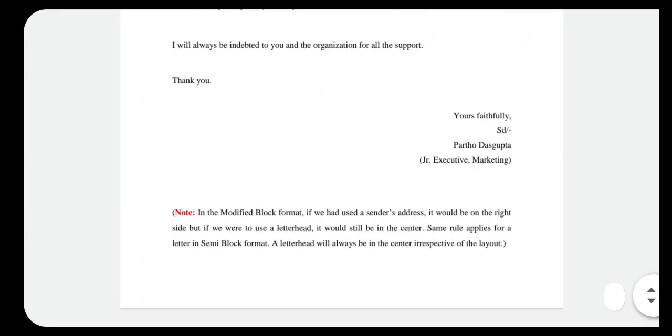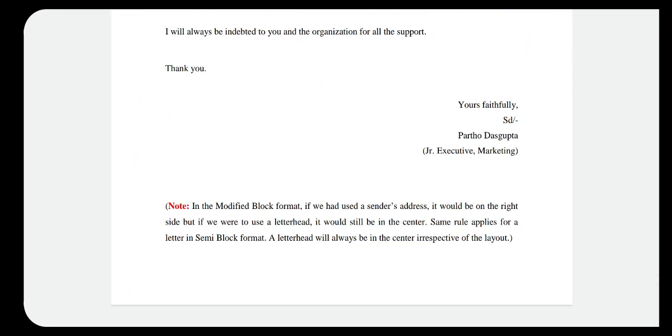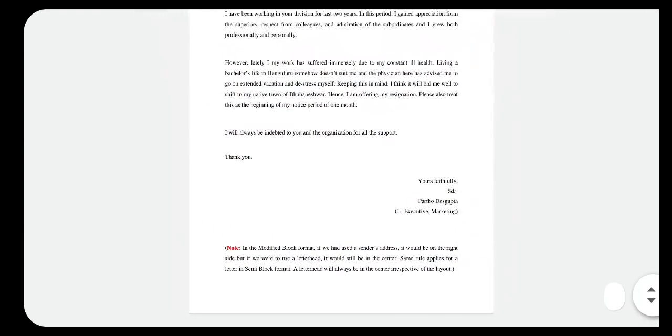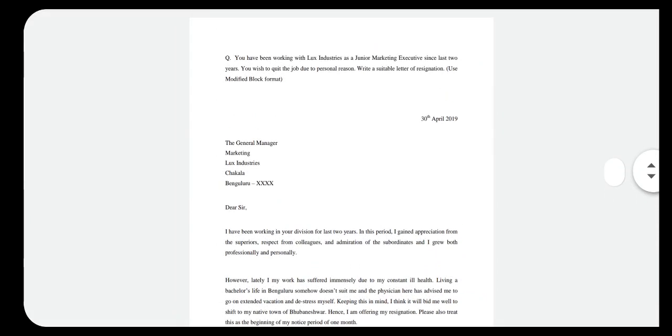Towards the end, we are seeing a small note. It is not related to resignation letter. It is related to the format. The note says, in the modified block format, which we have seen just now, if we had to use a sender's address, it would be on the right side. I explained that to you in the beginning. A sender's address would be on the right before writing the date. However, if we had to use a letterhead instead of the sender's address, remember the letterhead would have appeared in the center. Before the date, remember the letterhead would have appeared in the center of the page.